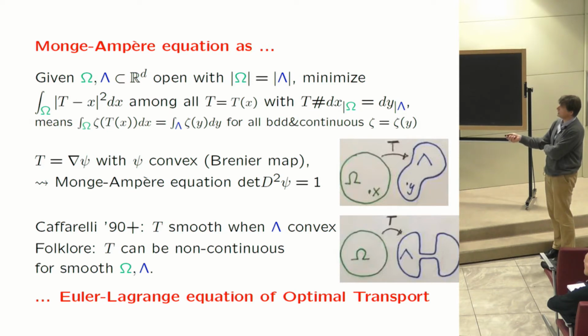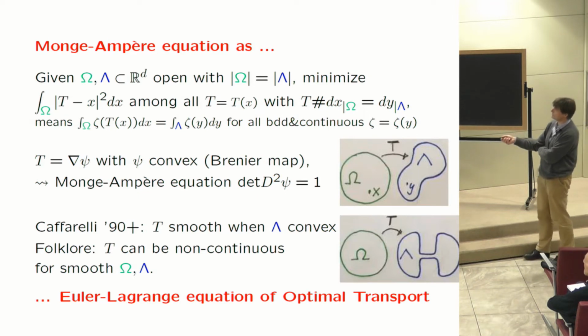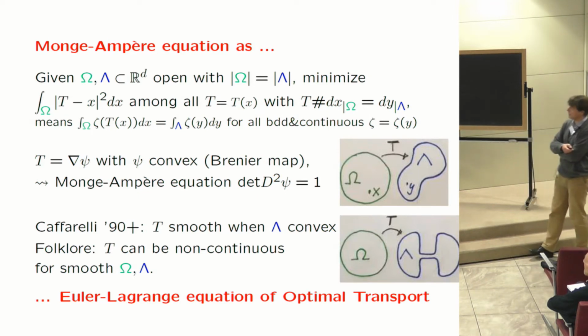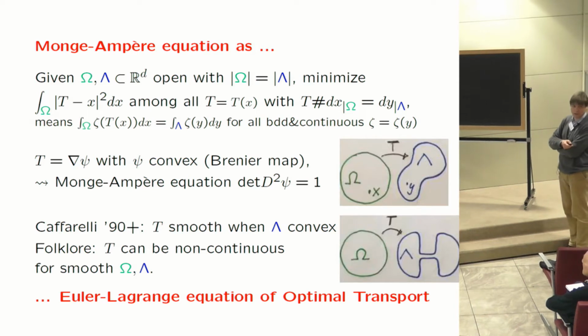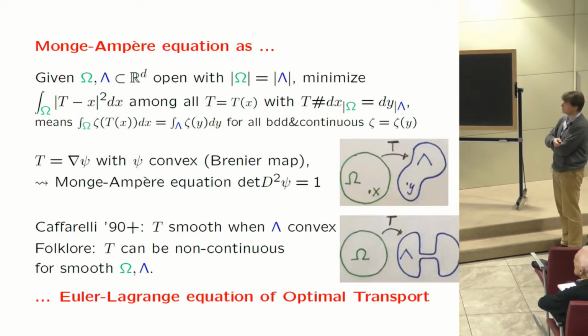And we're looking at all maps T that push forward the Lebesgue measure concentrated on Omega into the Lebesgue measure concentrated on Lambda. And we minimize the cost of shipping the mass, which is described by the characteristic function of Omega, into the mass, which is described by the characteristic function of Lambda. So that's the well-known optimal transportation problem.